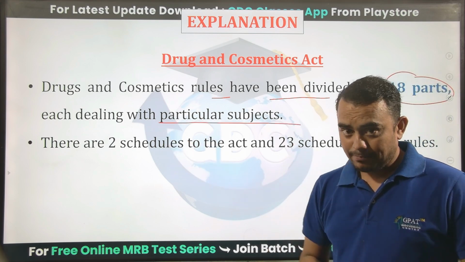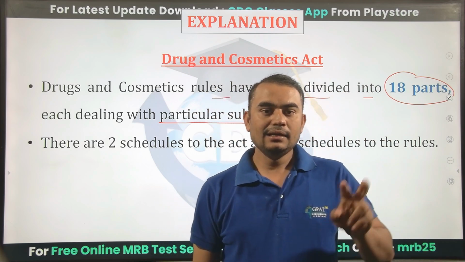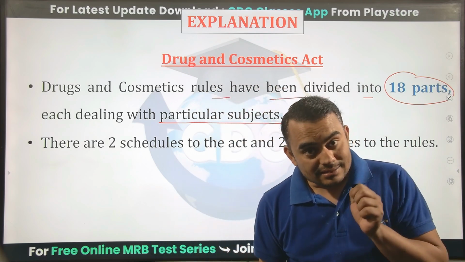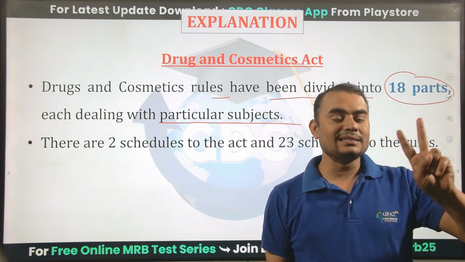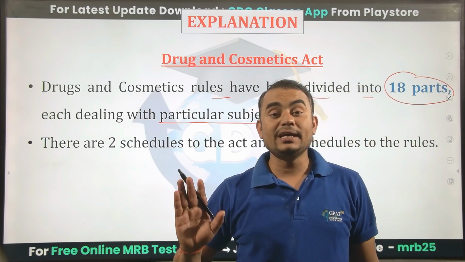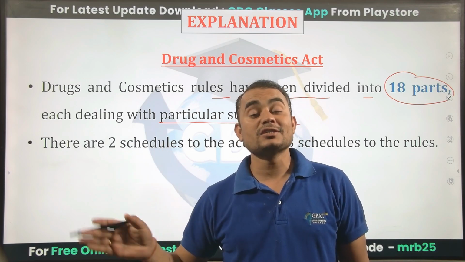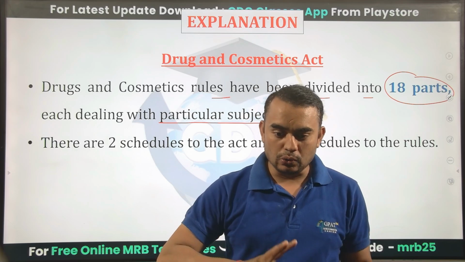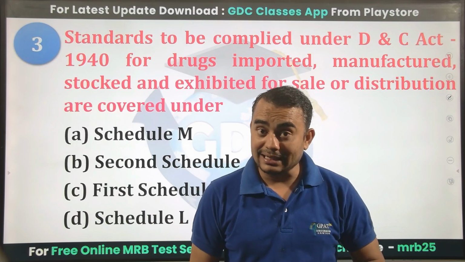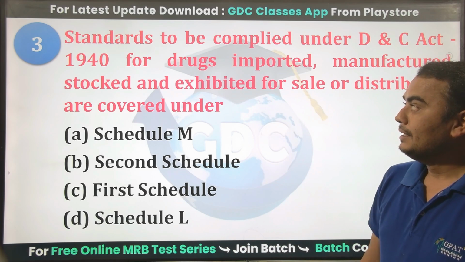And there are 2 types of questions that can be asked here. How many schedules are there in the Drug and Cosmetic Act? Then the answer will be 2. And if the question is, how many schedules are there in the Drug and Cosmetic Act rules? Then the answer will be 18. So 2 and 18 both can be correct answers depending on what the question is demanding.